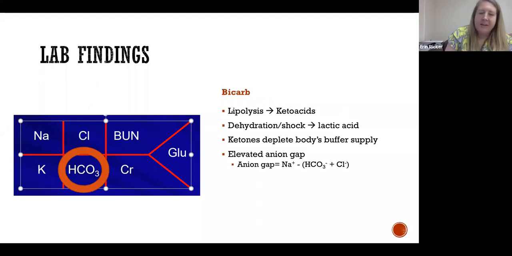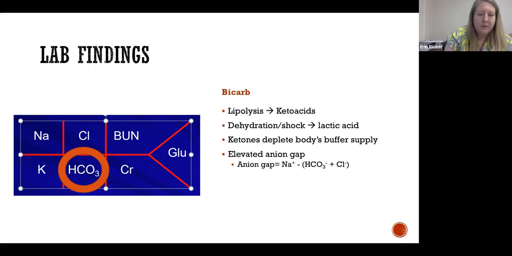Bicarb, again, hopefully this one's slightly obvious. Without the insulin there, your body is starting to cause a bunch of lipolysis, leading to development of keto acids. You also have that dehydration and shock component leading to increased lactic acid. Your bicarb helps to buffer these ketones and keto acids, leading to lower bicarb levels.